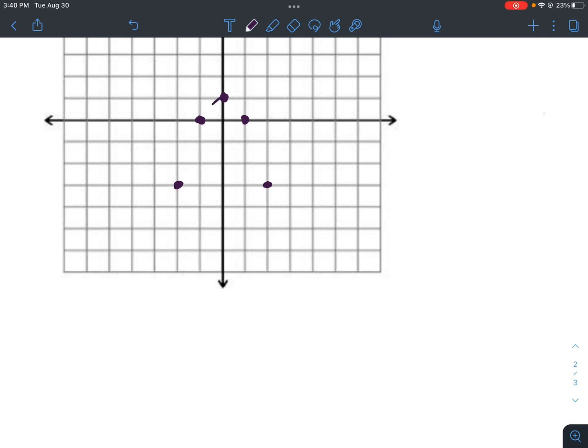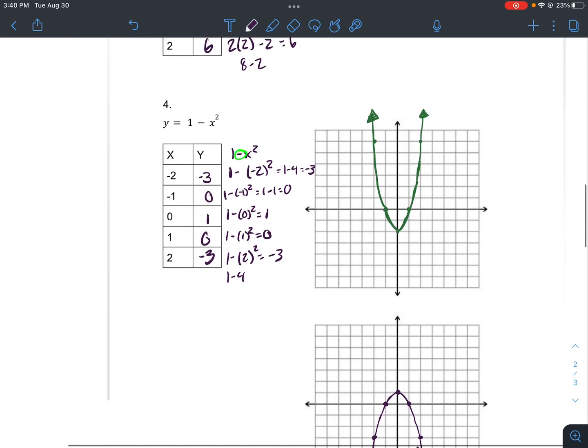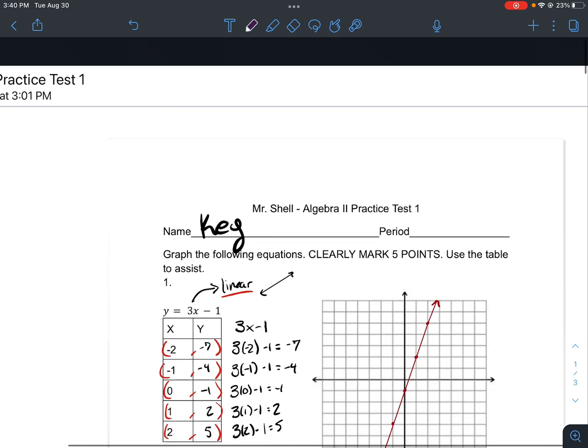Then we just go ahead and draw a parabola. And that is all I have for the practice test.